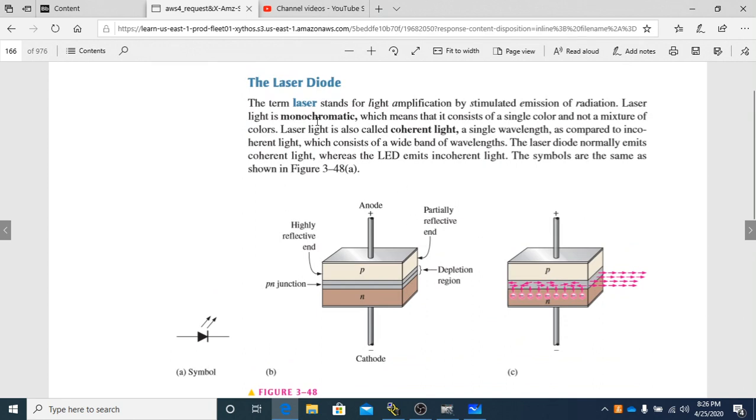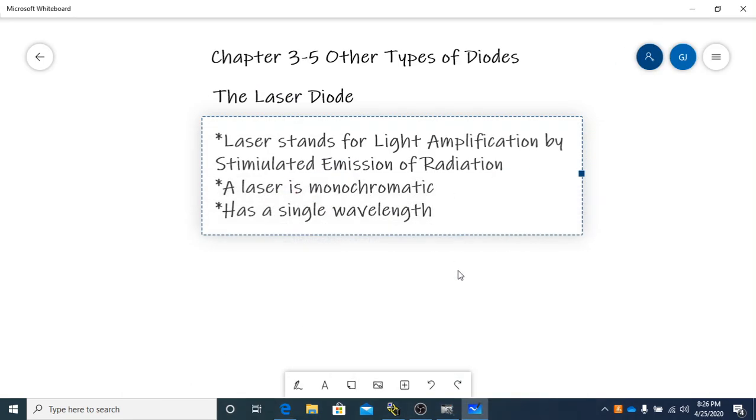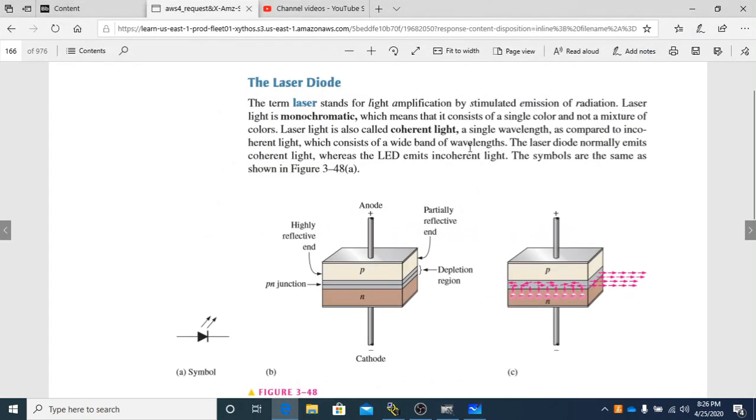It says laser light is monochromatic, which means that it consists of a single color and not a mixture of colors. Laser light is also coherent, a single wavelength. So it has a single wavelength. Coherent light.